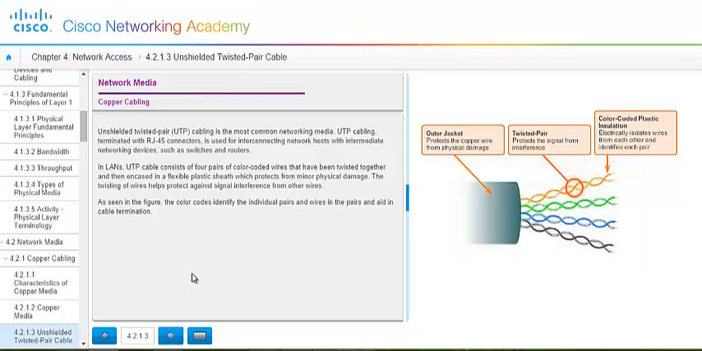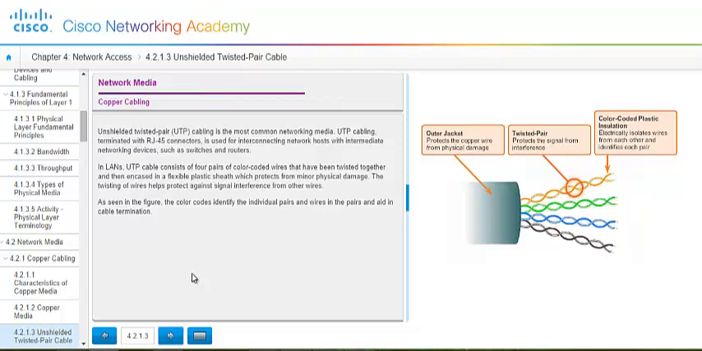Your unshielded twisted pair, or UTP, cabling is the most common networking media. UTP cabling is terminated with RJ45 connectors, and it's used for interconnecting network hosts with intermediate networking devices such as switches and routers. When we're using LANs, the UTP cable consists of 4 pairs of color-coded wires that have been twisted together and then encased in a flexible plastic sheath which protects them from minor physical damage. The twisting of the wires helps protect against signal interference from other wires. It also helps with crosstalk.